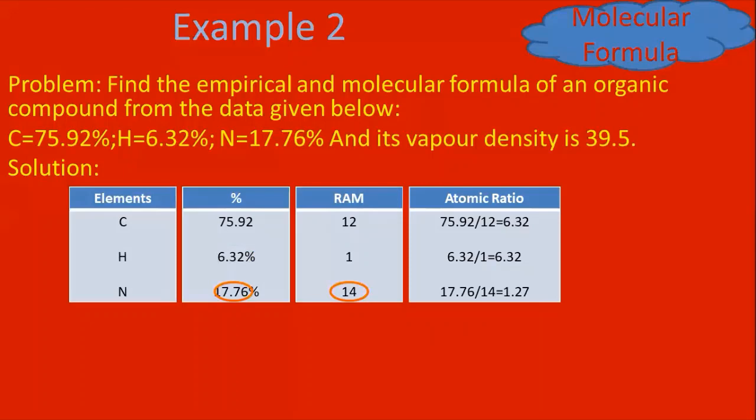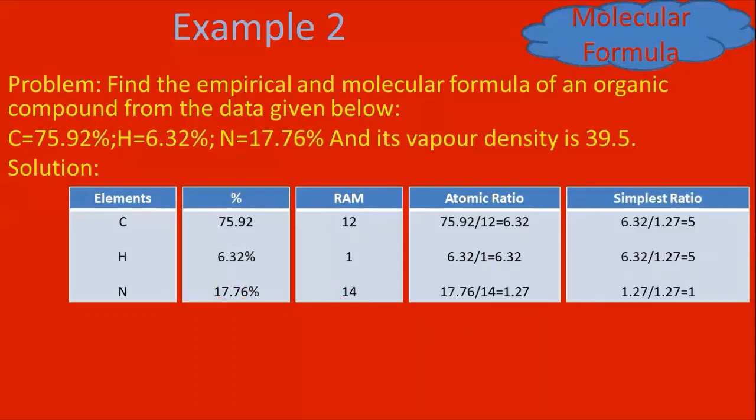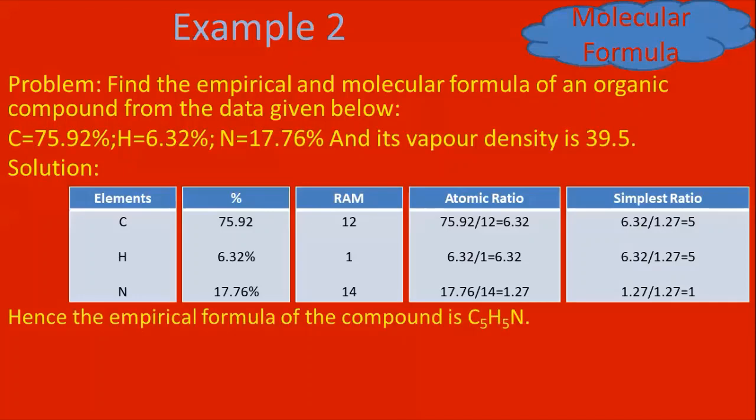Now we have to find out the smallest quotient among these three, which is equal to 1.27. So divide all the quotients by 1.27. 6.32 divided by 1.27 is equal to 5. 6.32 divided by 1.27 is equal to 5. And 1.27 divided by 1.27 is equal to 1. Hence, the empirical formula you can get is C5H5N. This is the empirical formula.